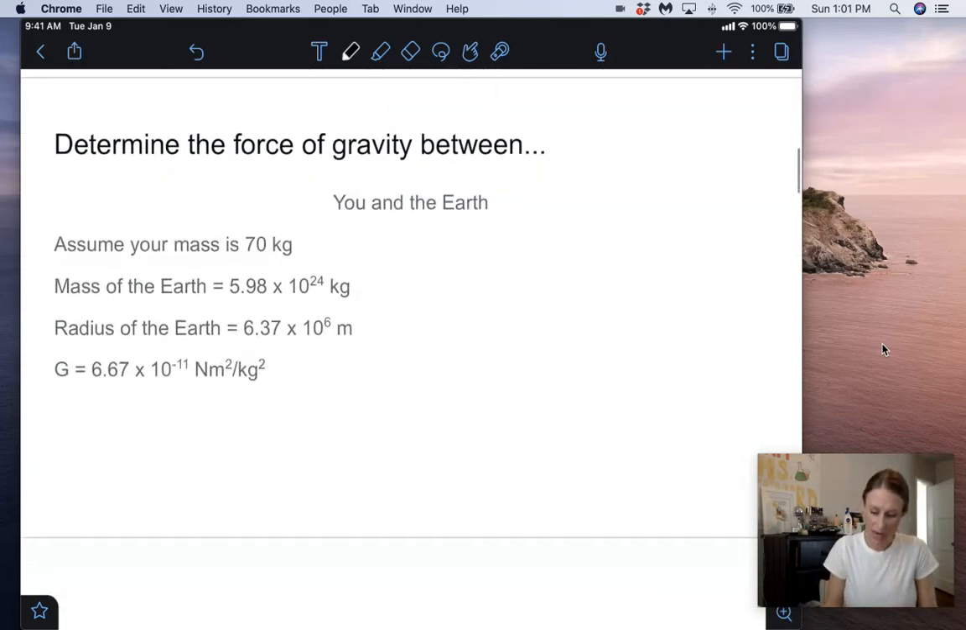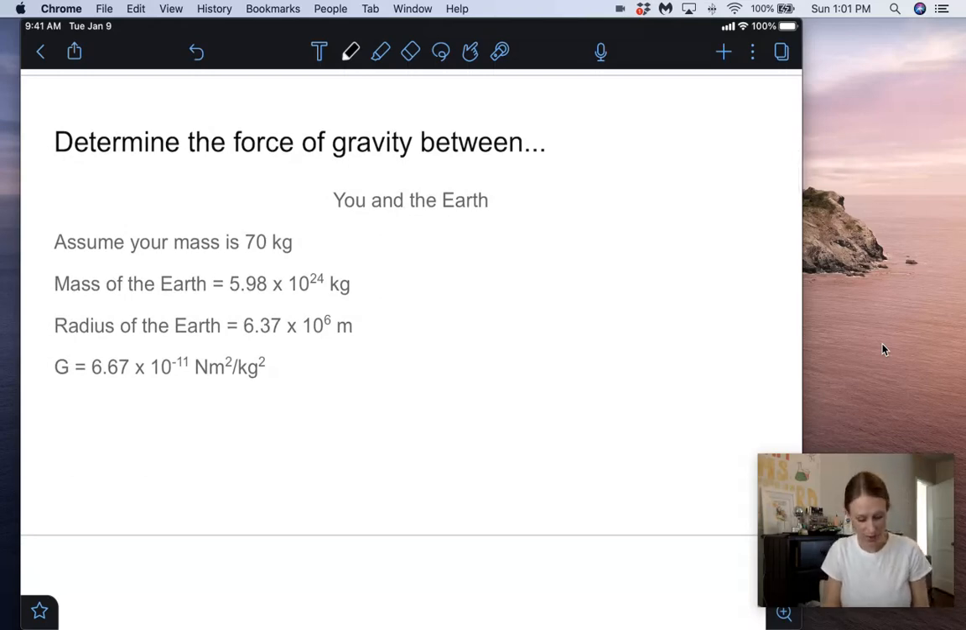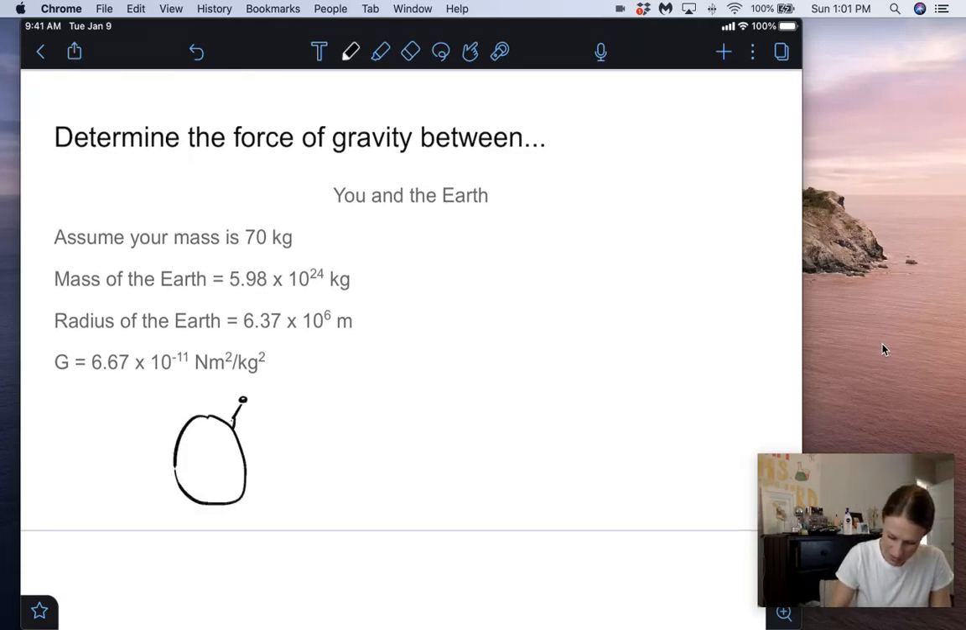So now we're going to determine the force of gravity between you and the Earth. Again, we're going to use 70 kilograms for your mass. The mass of the Earth is given. It's 5.98 times 10 to the 24th kilograms. And then the radius of the Earth is also given, 6.37 times 10 to the 6 meters. Of course, when you're standing on the Earth, our R is going to be from the middle of the Earth to you, which in this case is the radius of the Earth. So the R term in the force of gravity equation is going to be the radius of the Earth in this case.